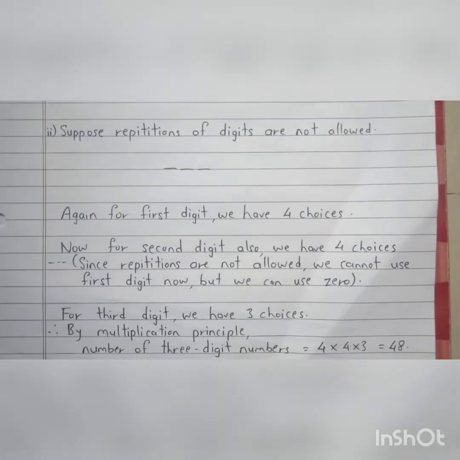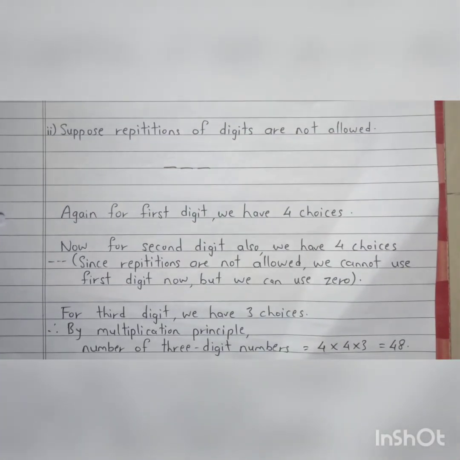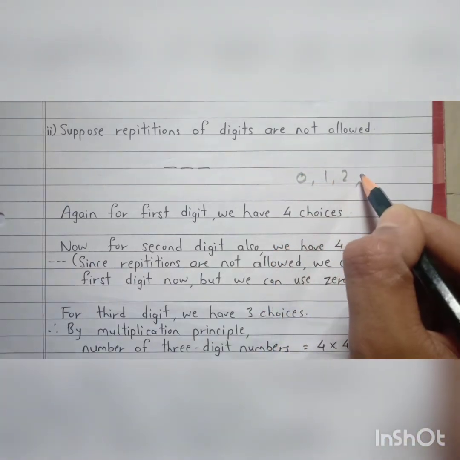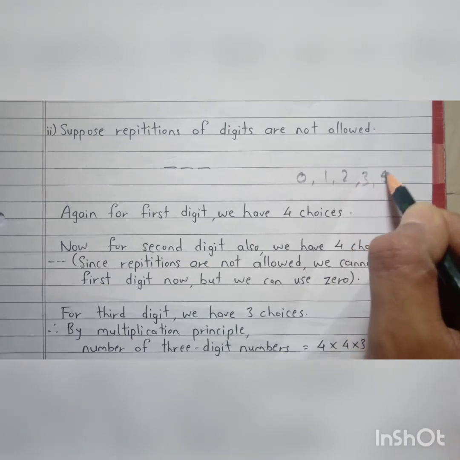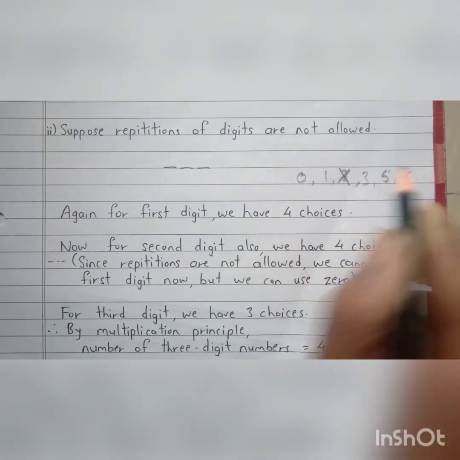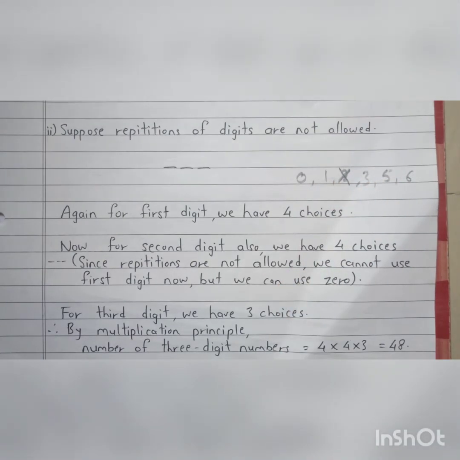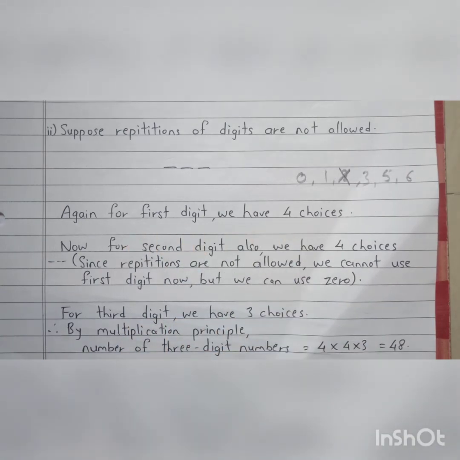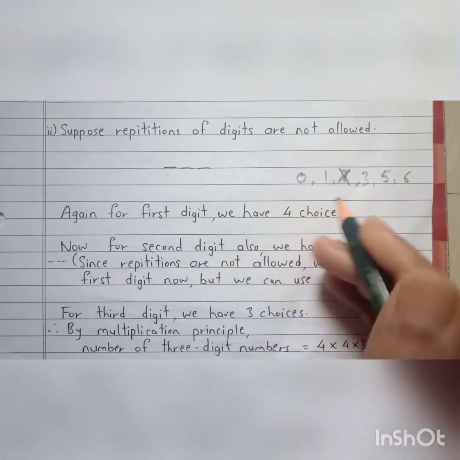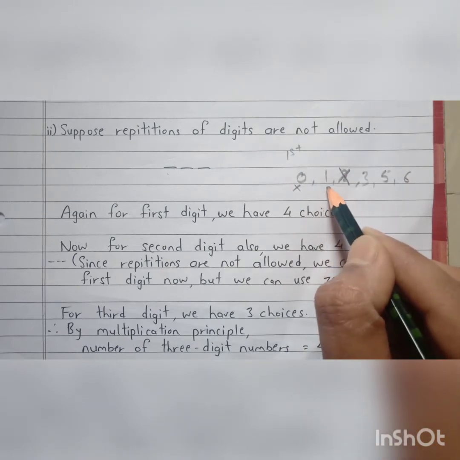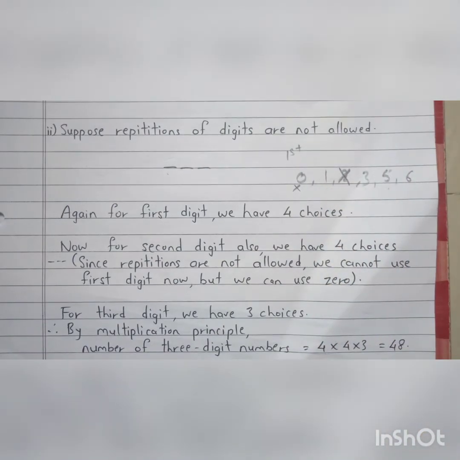Now let's go to the second question. Suppose repetition of digits is not allowed. Let me again write the numbers here: 0, 1, 3, 5 and 6. Again for the first digit we have 4 choices. As I explained earlier, here we cannot put 0, so this is not allowed for the first digit. So for the first digit we have 4 choices: 1, 3, 5 and 6.